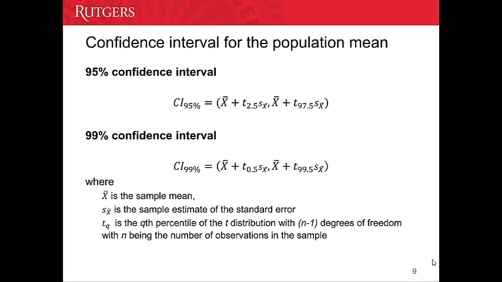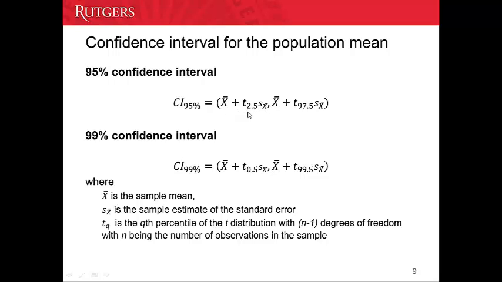First, let's take a look at the confidence interval with 95%. For this one, you can see the sample mean is in the center of the interval. So we standardize the value into a t-score. The t-score is in units of standard errors. This part is the t percentile multiplied by the standard error, and this is the standard error for the sample.